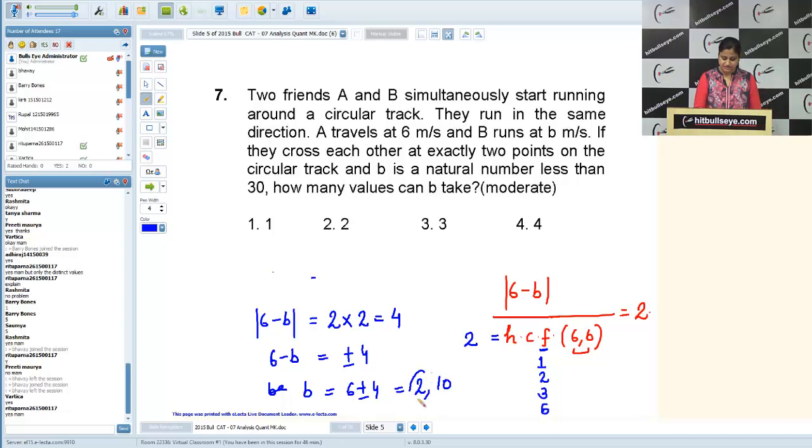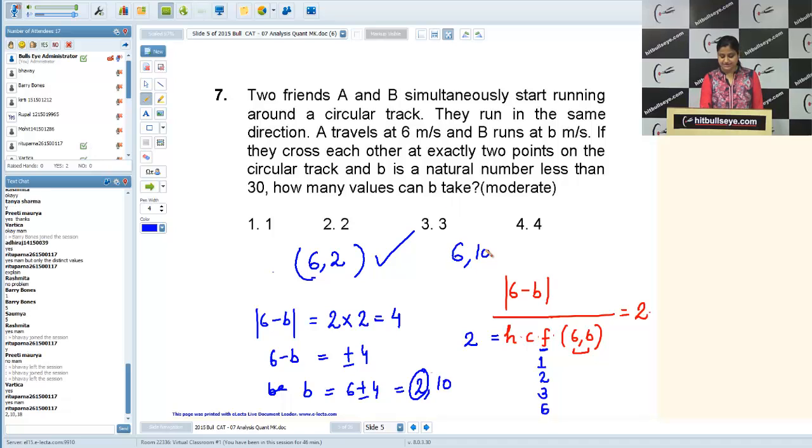If we consider 2 with 6, this is a possible case. If we consider 6 and 10, this is again a possible case. Are you getting me? Yes, 2 and 10. These two are possible cases by taking HCF as 2.